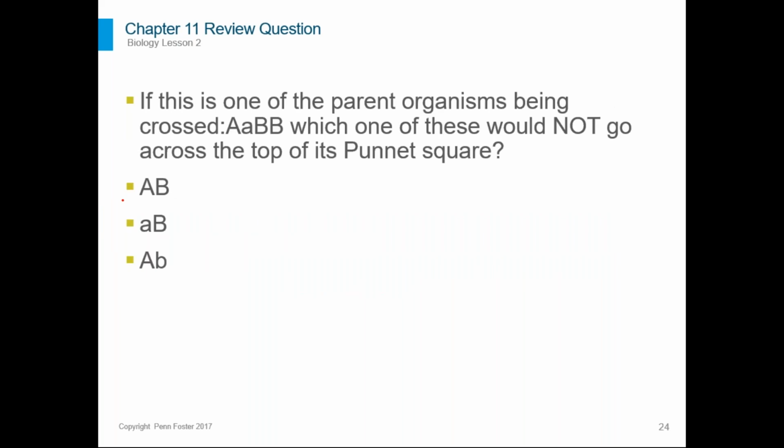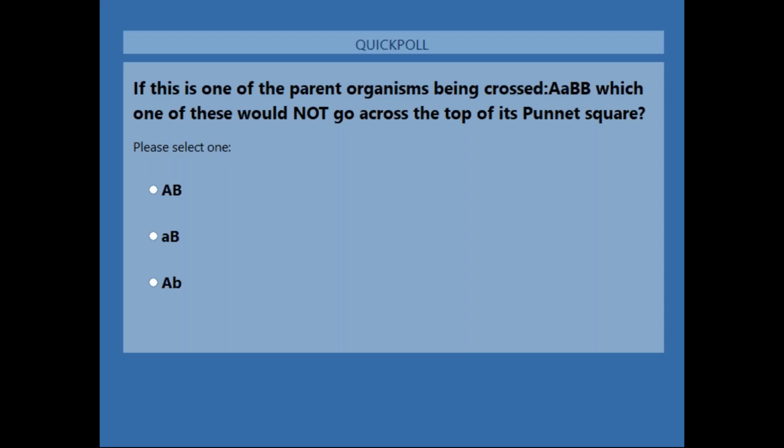And one more review question. So when we're talking about making Punnett squares like we just did, let's say we have a mom plant and a dad plant, and this is our mom plant, and its genotype is this, capital A, capital B, capital B. When we go across the Punnett square, we're going to find every combination we can of those letters. So which one of these would not show up in that Punnett square? I'll give you a chance to think about that and answer that question.